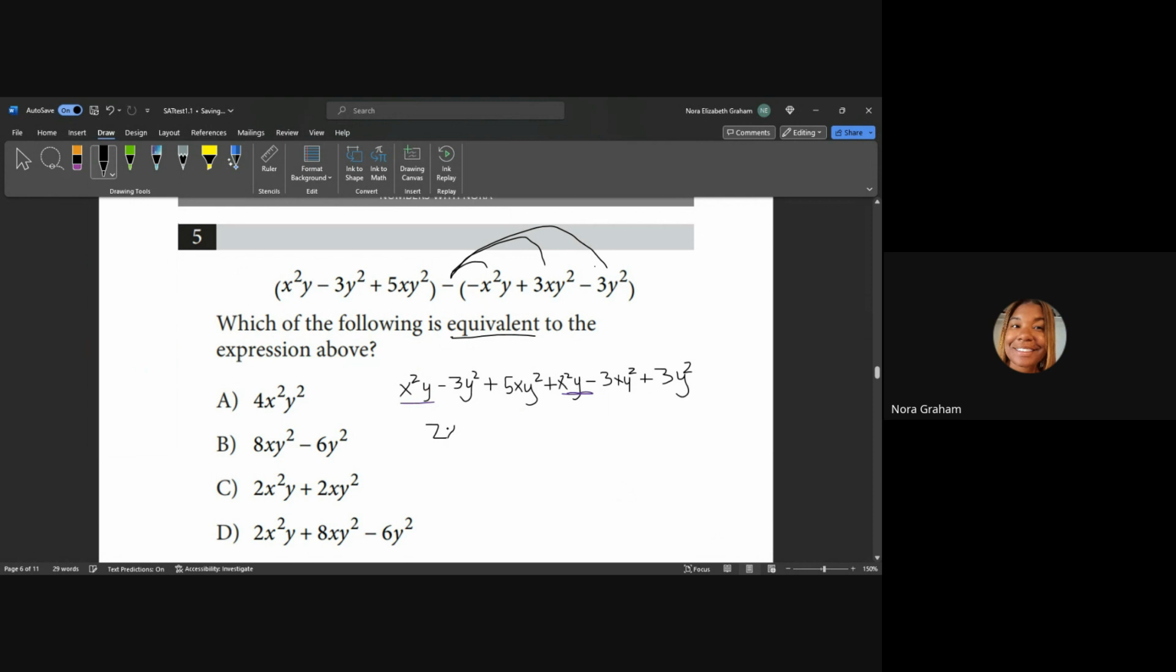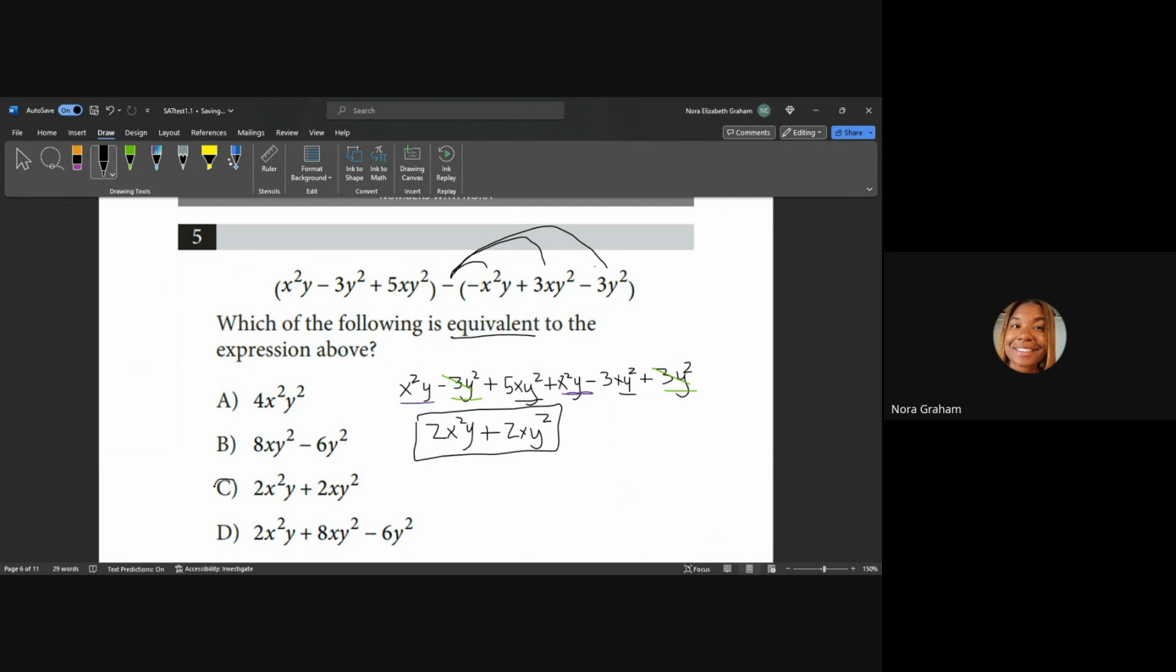Now I have 2x squared y. Now my second pair of like terms, I have this y squared right here. So I look for my other coefficient with the y squared, which is right here. -3 plus 3, that's going to cancel out. So that just goes away. And then my last like terms are these ones right here, my xy squared and xy squared. So I have 5 minus 3, that's going to give me plus 2xy squared. So our answer for this one is going to be C.